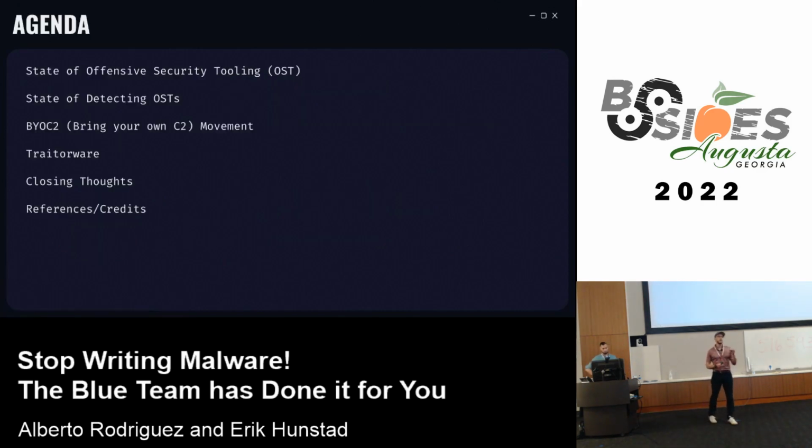All right, so today we're going to go through the state of offensive security tooling. This is everything from remote access tools to actions on objective tools, your memory dumpers, things like that. We're going to talk about how these tools are getting detected. We'll talk about how people are starting to write their own C2s and what that entails. We'll introduce a concept called Traderware, and then we'll round it out with some detection ideas to help the blue team out.